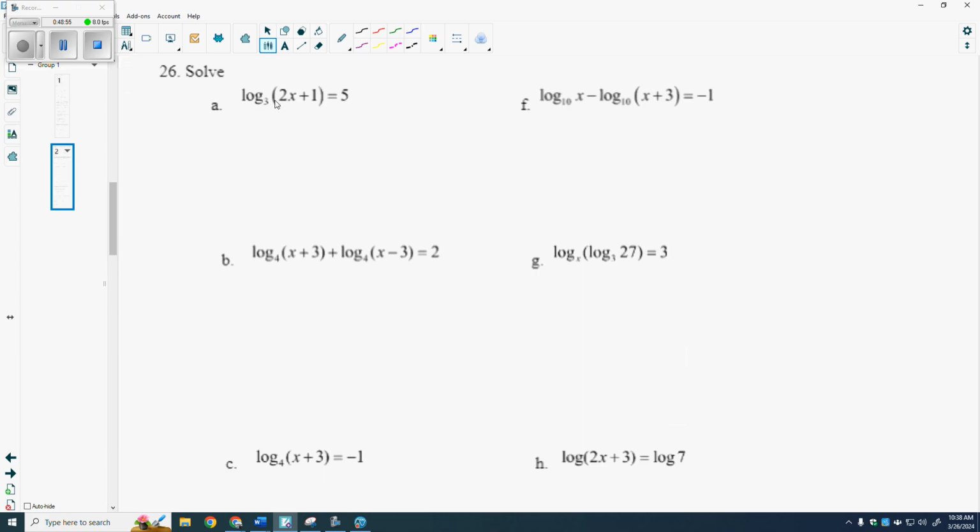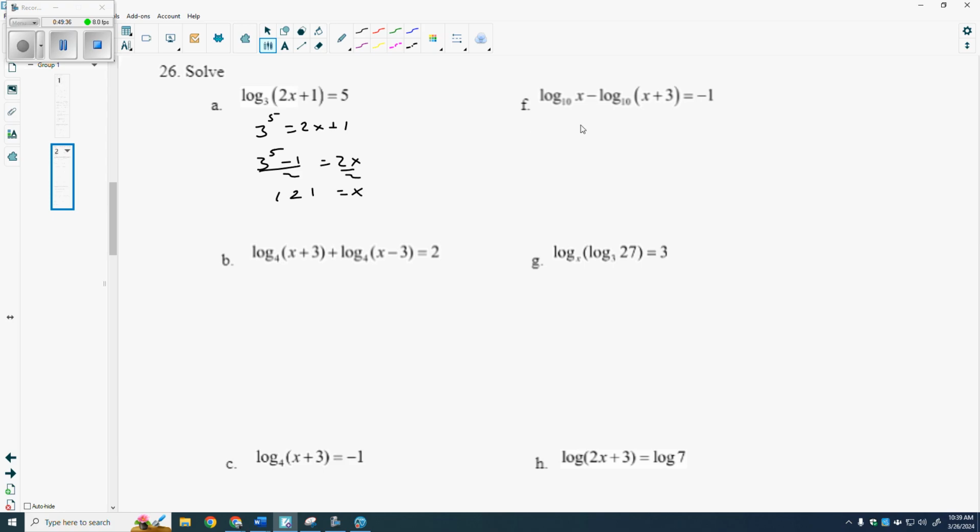So I have a log, 1 log, single log, isolated. I'm going to switch forms. Why? So I can get to the x, get rid of the log. I can't touch this until the log is gone, and I need this to be x equals, so I have to get rid of the log. I'm going to switch forms. 3 to the 5th equals 2x plus 1. So 3 to the 5th minus 1. Divide that mess by 2. Final answer, 121. That's after I divide by 2.